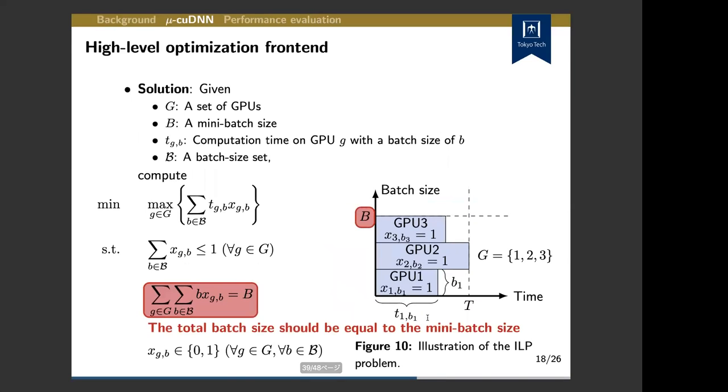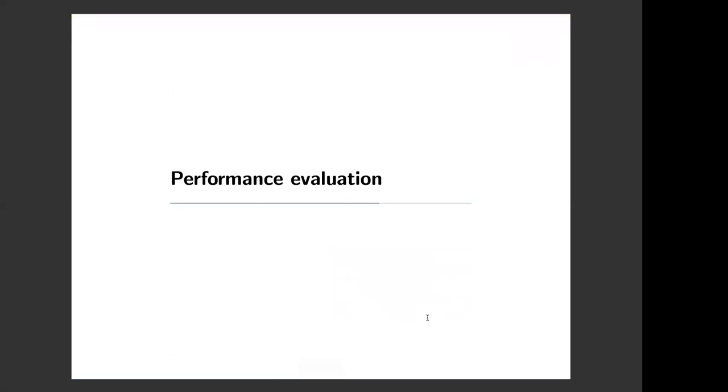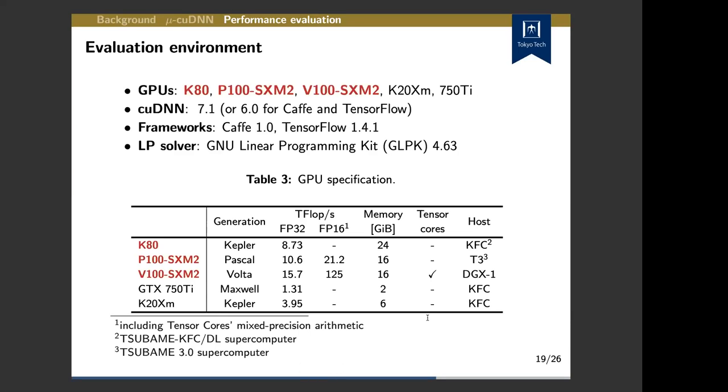But anyway, we emphasize that microcuDNN can be used to collect performance information without modifying the framework itself. We evaluate our library by using 3 different generations of GPUs and 2 frameworks, Caffe and TensorFlow, and various networks and the DeepBench benchmark.